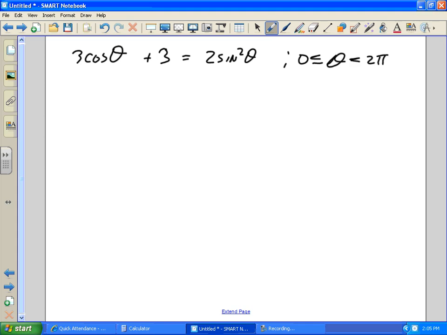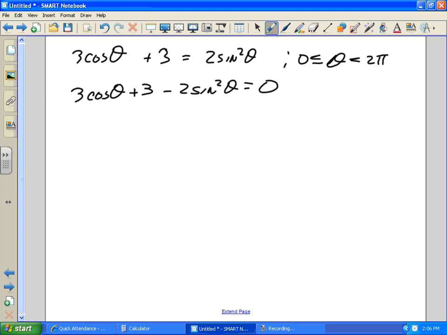Okay. This one is the hardest one yet. And the reason is I always think about polynomial functions. In the sense that, how do I solve a polynomial function? I set it equal to 0. So that's going to be my first step. And so I'm going to have 3 cosine of theta plus 3 minus 2 sine squared of theta equals 0. Now that it's equal to 0, I want to try and factor.